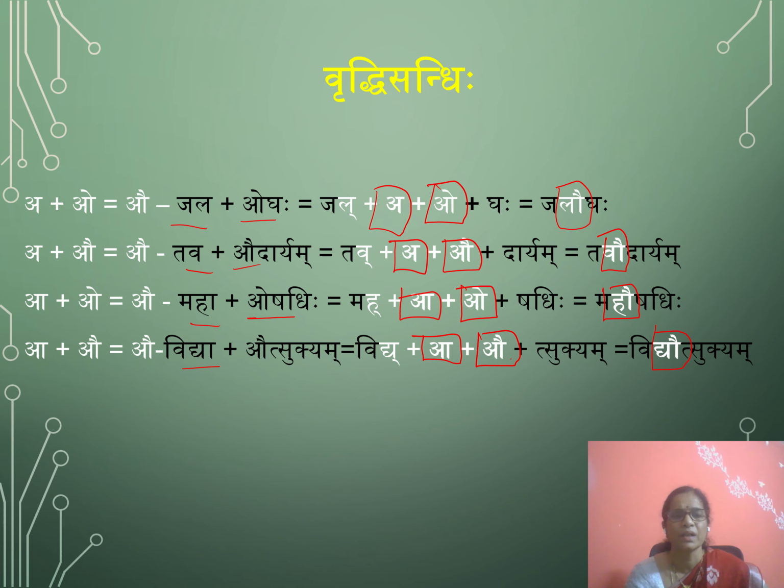Ultimately with A plus A, either short or long, we are getting I, and A plus O, either short or long, we are getting Au. This is called Vriddhi Sandhi.